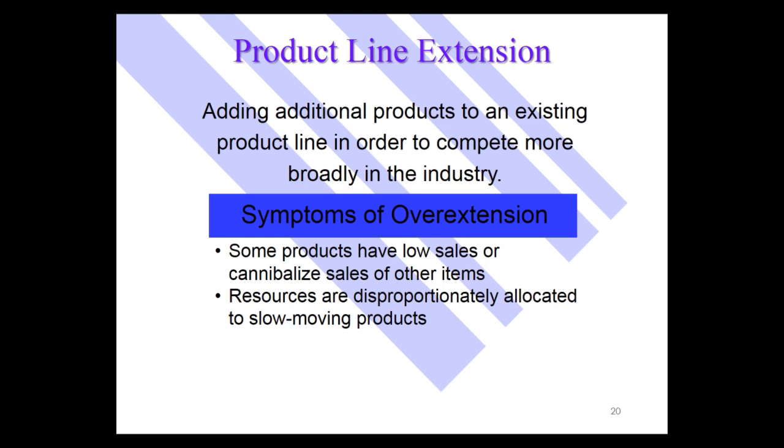You don't want to overextend. When you overextend, you get a bunch of cannibalization. Symptoms of overextension: some products have very low sales and cannibalize, or eat, sales of the other items, and you're spending too much time on these slow-moving products. I want to look at another snack item that's a great study in line extensions, Doritos.